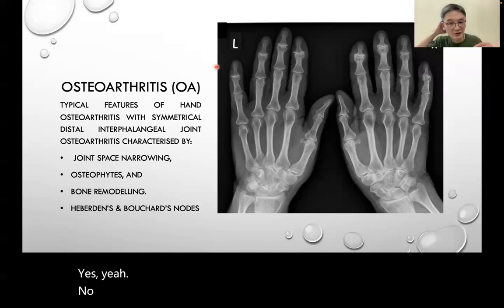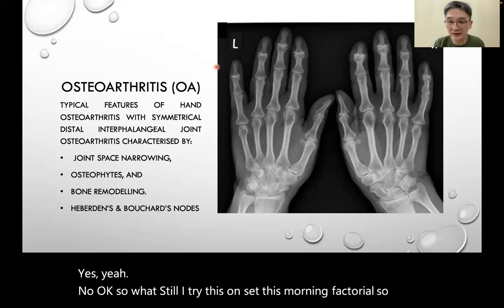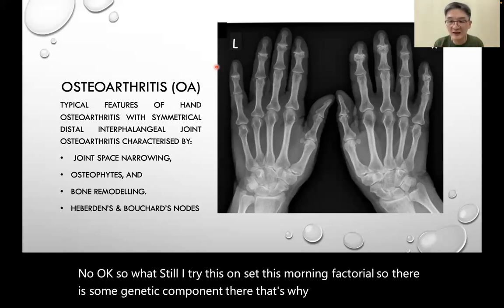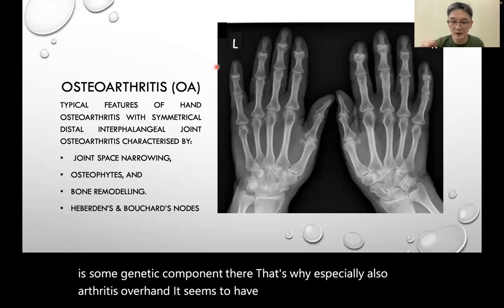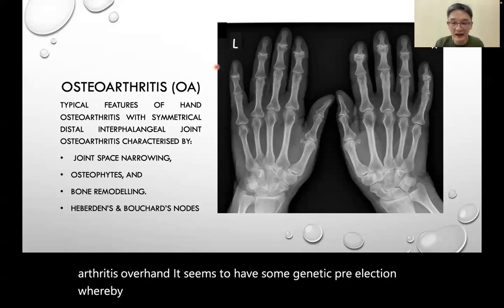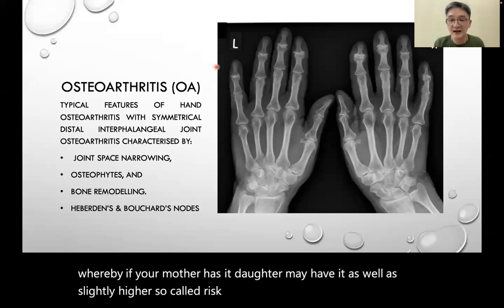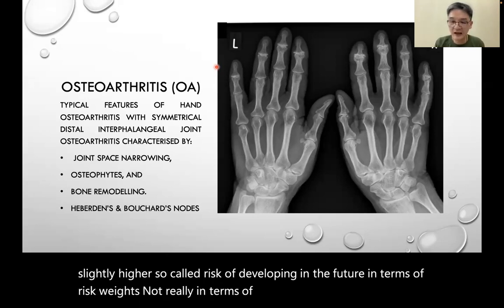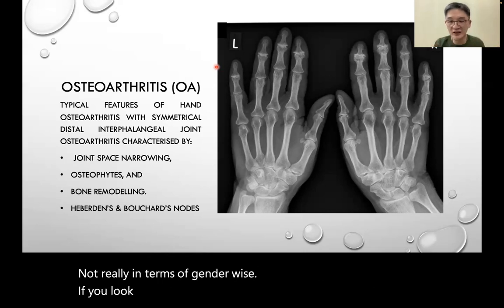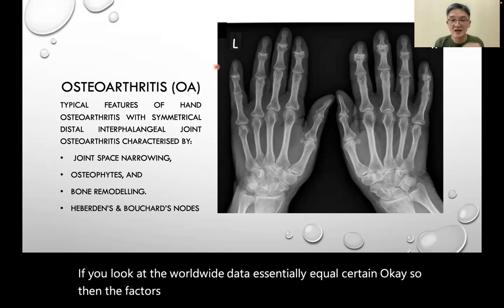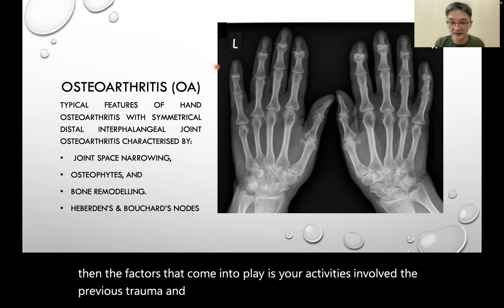Okay. So osteoarthritis onset is multifactorial. There is some genetic component there. That's why, especially for osteoarthritis of the hand, there seems to be some genetic predilection, whereby if your mother has it, the daughter may have it as well, a slightly higher risk of developing it in the future. In terms of race, not really. In terms of gender, if you look at the worldwide data, it's actually equal. So the factors that come into play are your activities, previous trauma, the injuries, and so on affecting the joint.